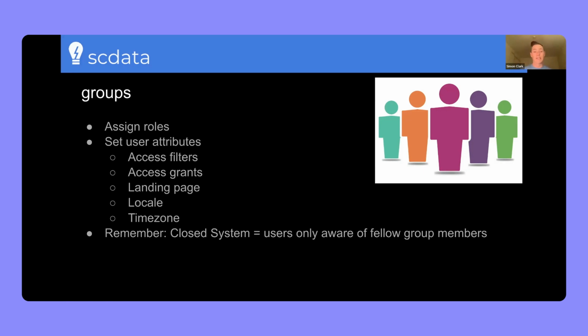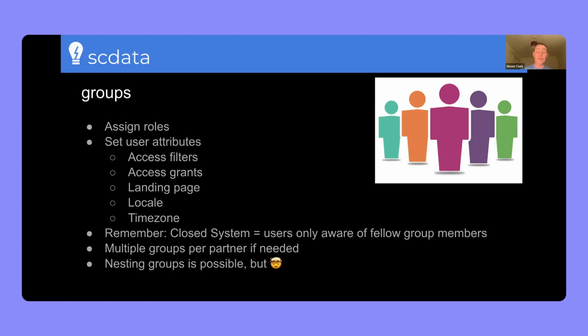Don't forget, we've got the closed system, so users need to be in a group together in order to be able to, say, share things with each other. And you might have more than one group per partner, potentially, because they may want some people to have access to report A, some to have access to report B, some to have access to everything, and it's quite flexible.